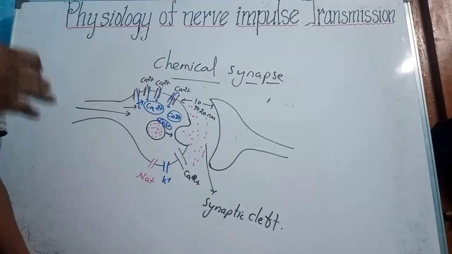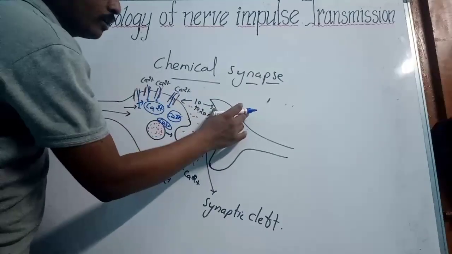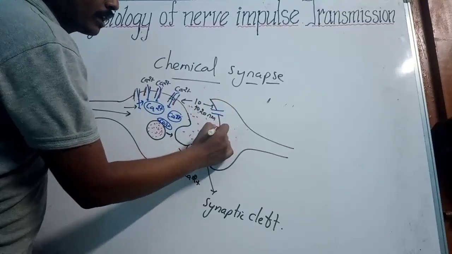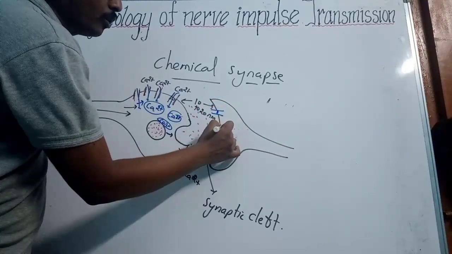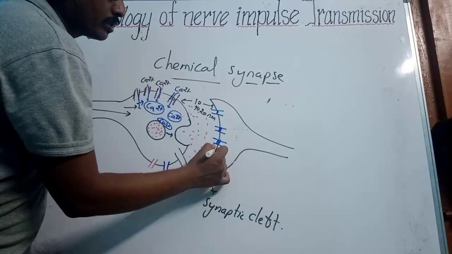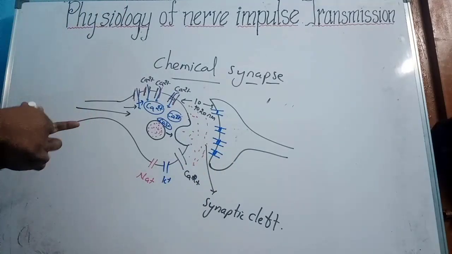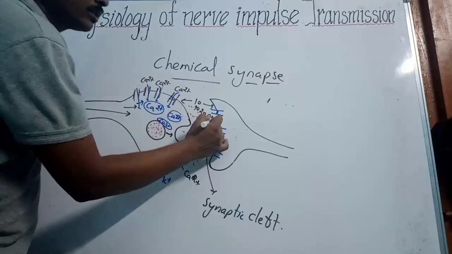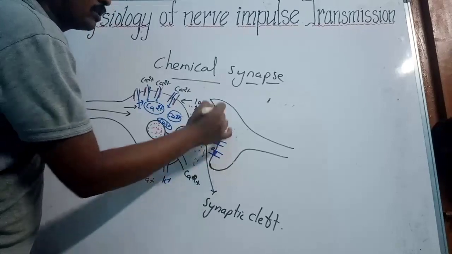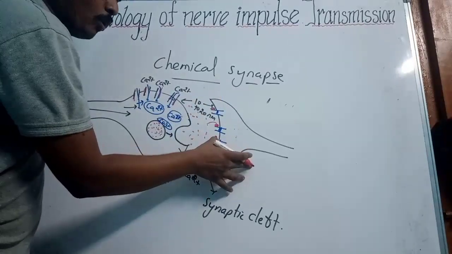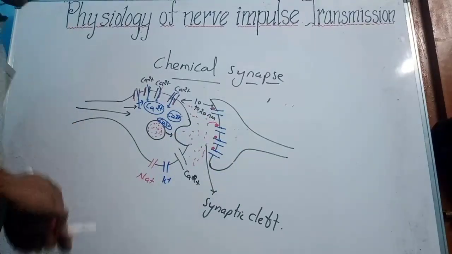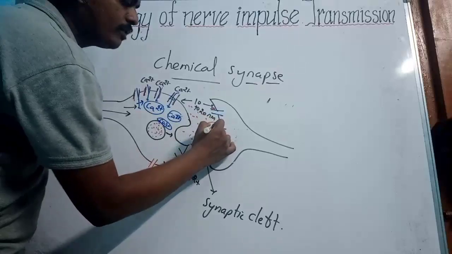Again, what will this neurotransmitter do? The neurotransmitter will go near the ligand gated channels. Remember, the ligand gated channels are closed here. Now this neurotransmitter will go to this region and attach to these ligand gated channels, and they will open up. What will they open up for? For the influx of the sodium ions.